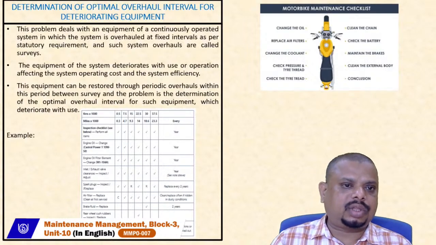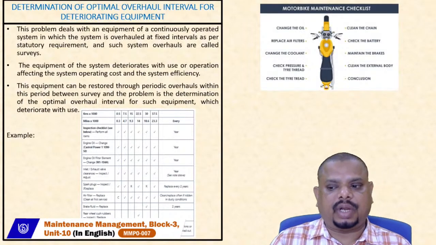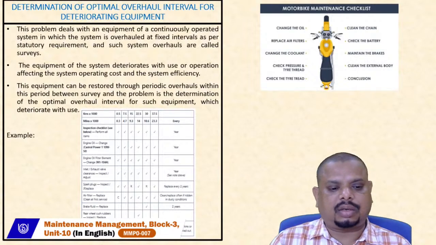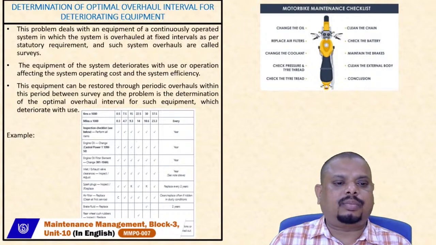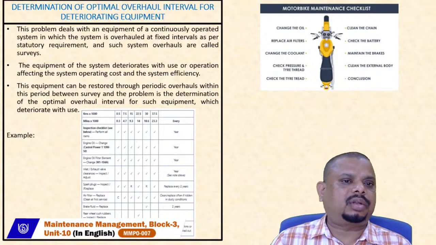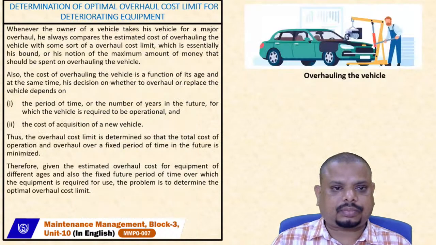But as far as the company specifications are concerned, the engine oil should be changed after 2000. Similarly, engine oil filters must be changed after a certain number of years. In the case of tires or rubber pads, they should be changed after running more than 1000 kilometers. So these checklists are basically given for the optimal overhaul interval for deterioration of equipment. Moving to the next one.